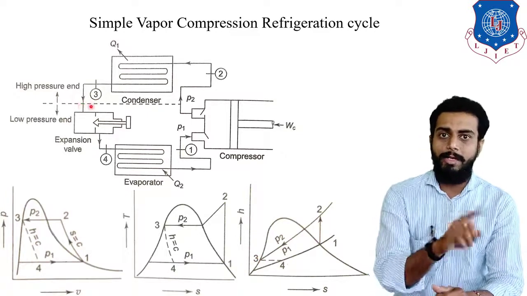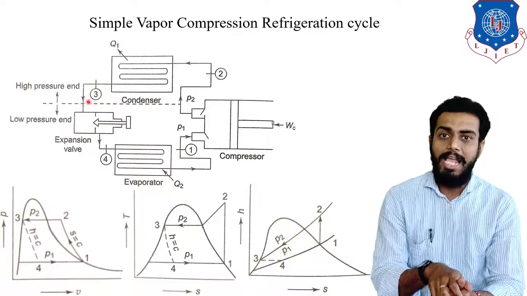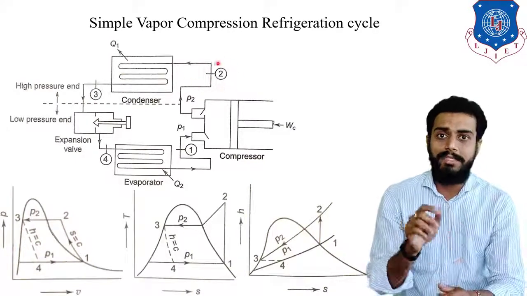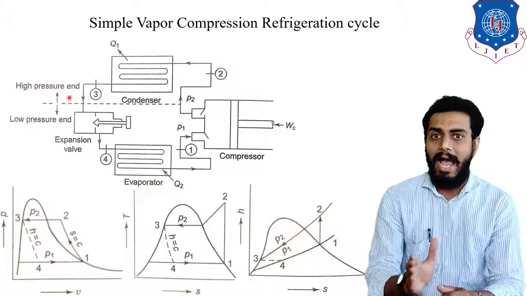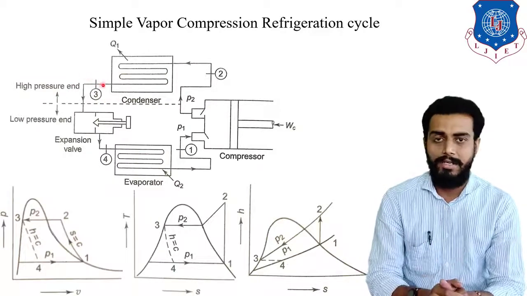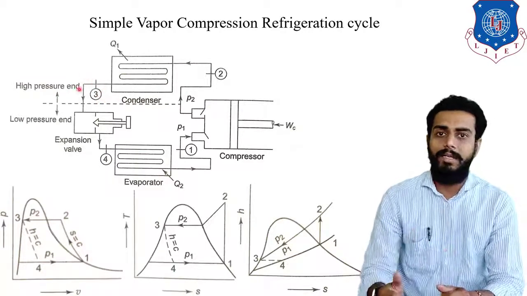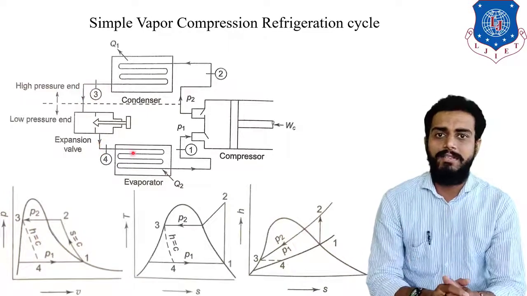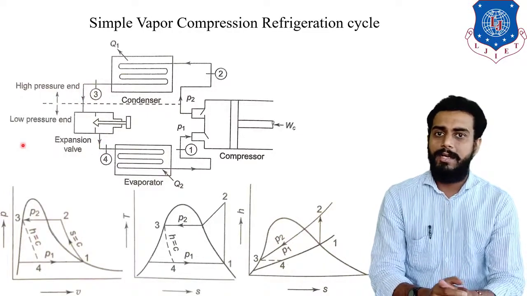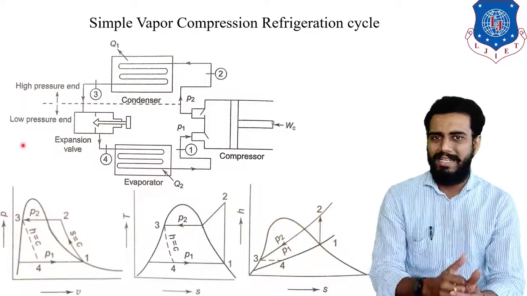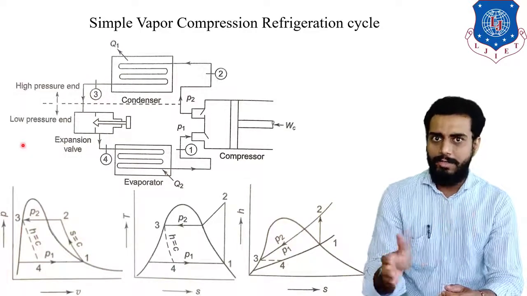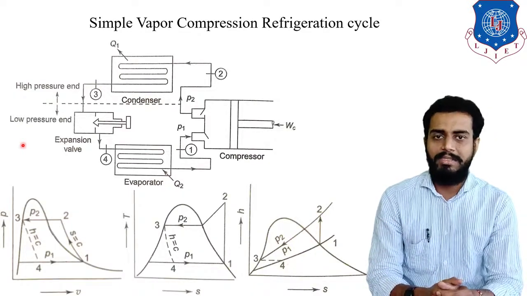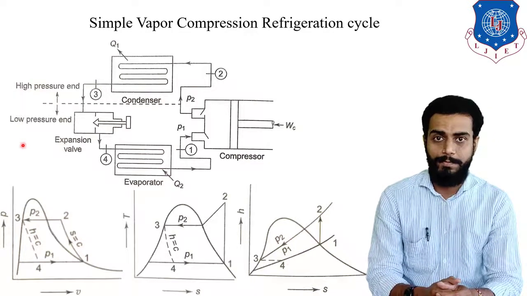Okay, at point number 2 what we were having? High pressure, high temperature vapor refrigerant, and at point number 3 we have high pressure, high temperature liquid refrigerant. Now from point number 3 the refrigerant is passed through expansion device. Generally expansion devices are of two categories. Generally expansion valves are used, or long length tubes are also used that are known as capillary tubes.